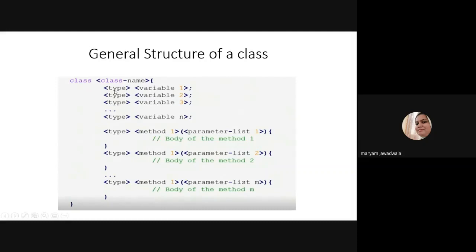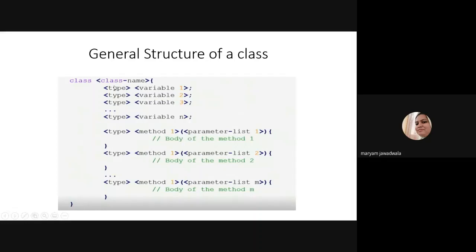And in the curly braces, you need to write various blocks of code inside the class. These curly braces start and end. Inside this, you need to write some data. I write type variable 1, type variable 2, type variable 3, and so on. Means here you need to write the definition of variables.